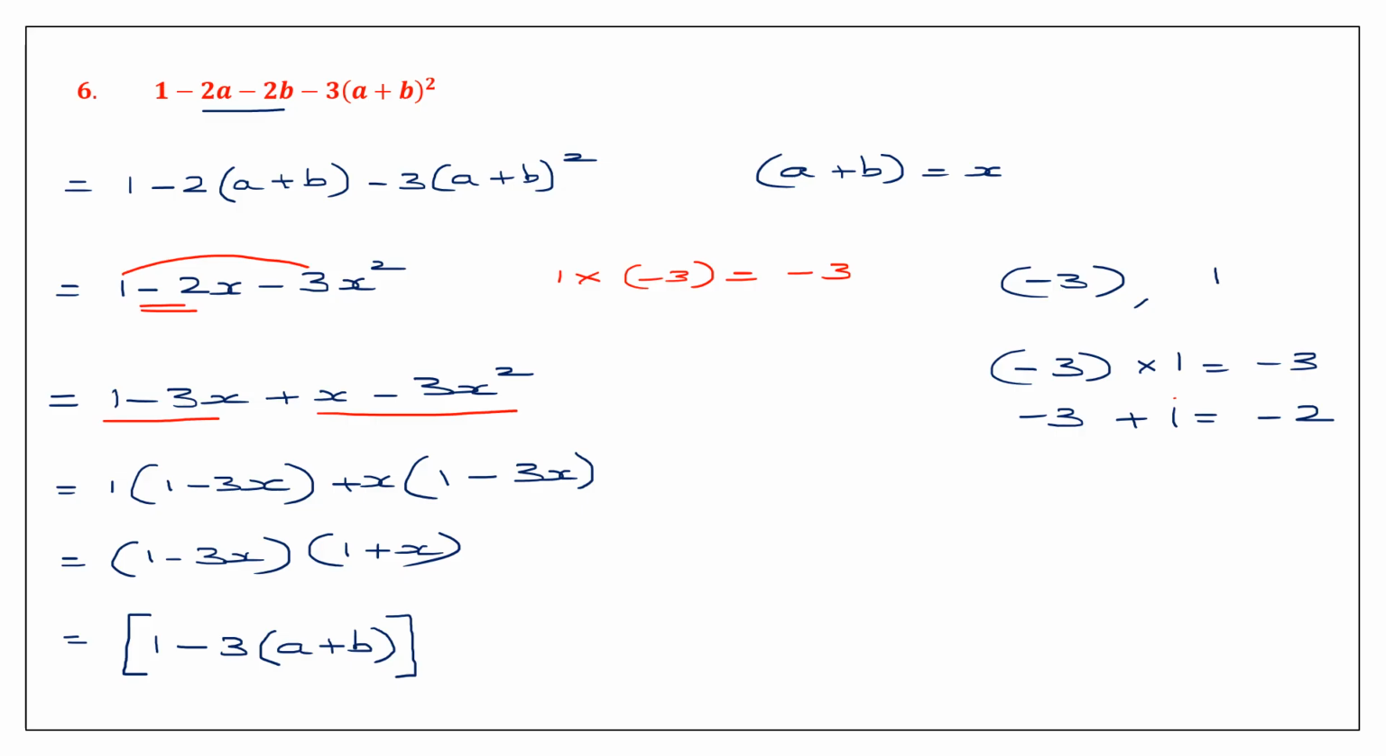Now here let's write the remaining as it is. So that will be 1 plus x, and x is a plus b. Now we're going to simplify this part. So that will be 1 minus 3 into a is 3a, minus 3 into b is minus 3b. So this is the first one. Second one is as it is, 1 plus a plus b. So this is our final answer.